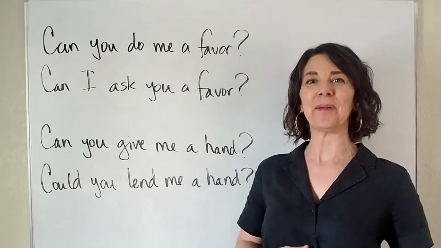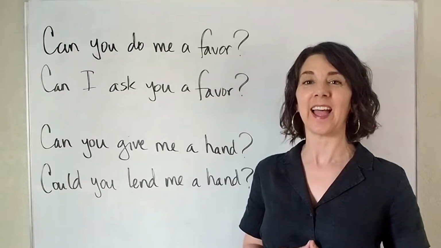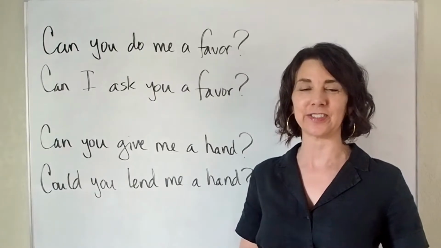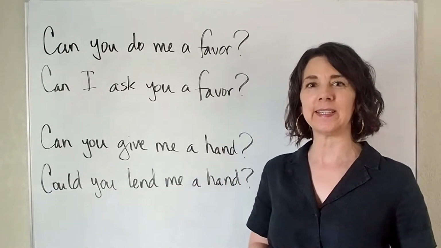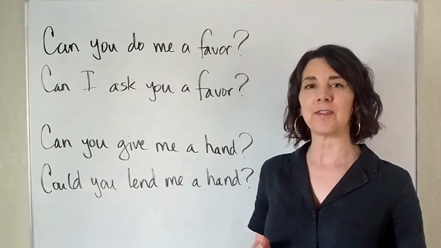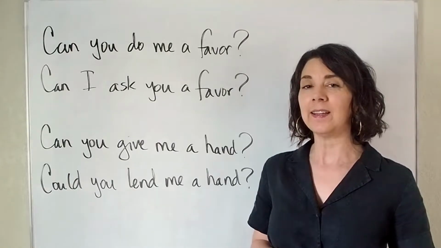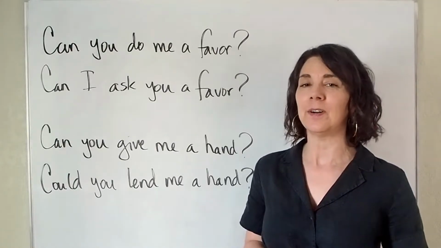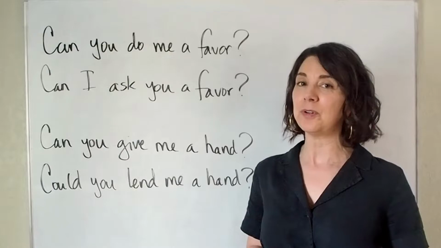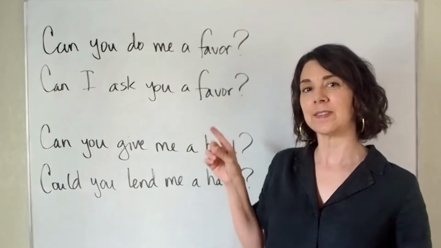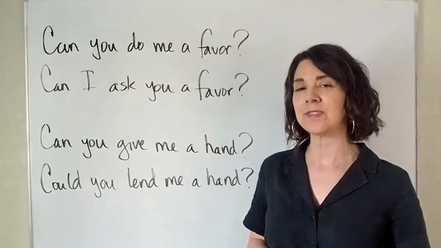In today's video, I'm going to teach you some different ways to ask for help in English. The first one is to do someone a favor or to ask someone for a favor. So you can say, "Can you do me a favor?" or "Can I ask you a favor?" Notice that the subject is different in each of those.